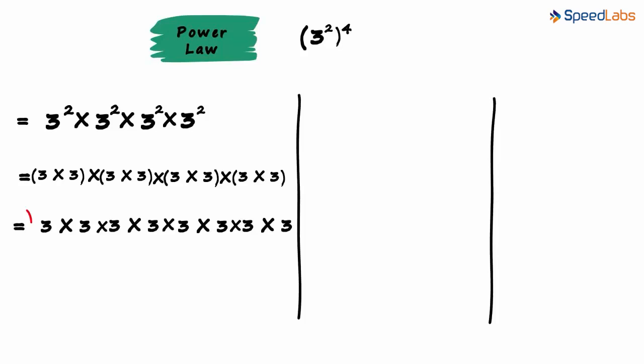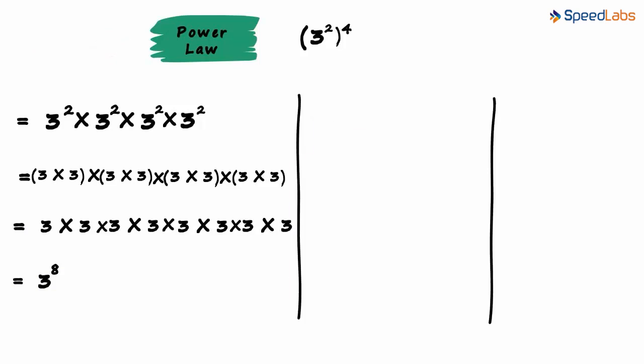So we have 8 3's that are multiplied. Hence, we get the answer as 3 raised to 8. We haven't used the power law yet. Now let's look at the second way of solving it. The first step is the same.